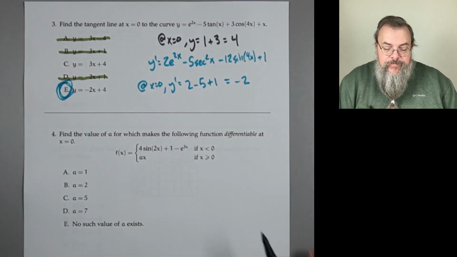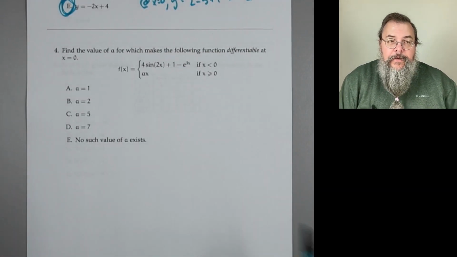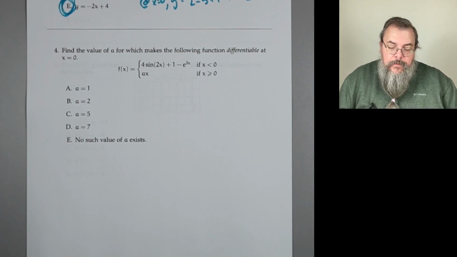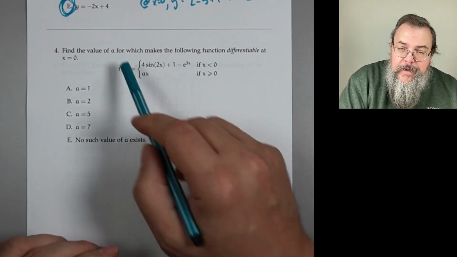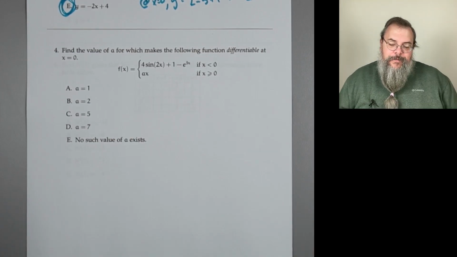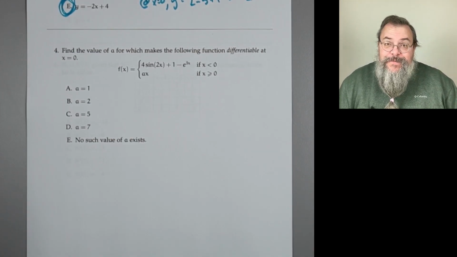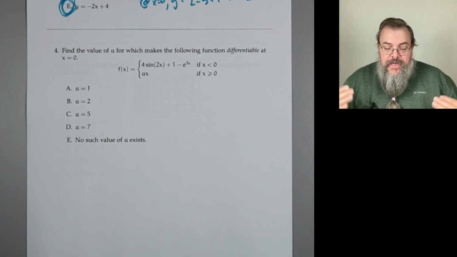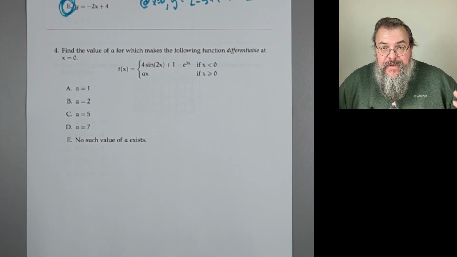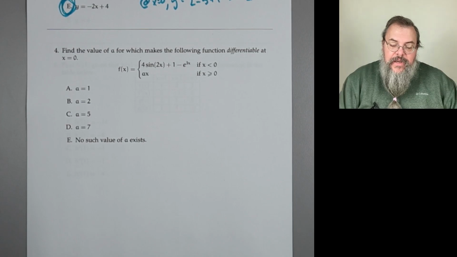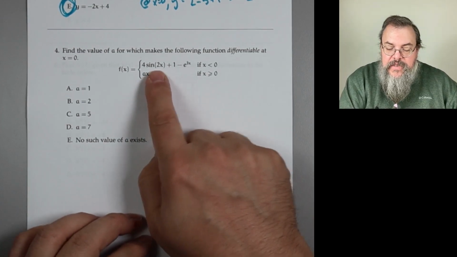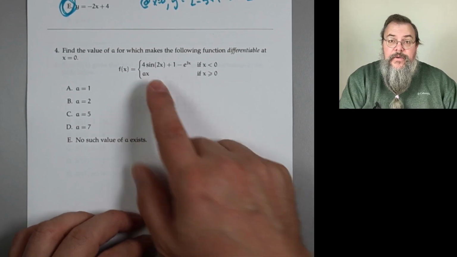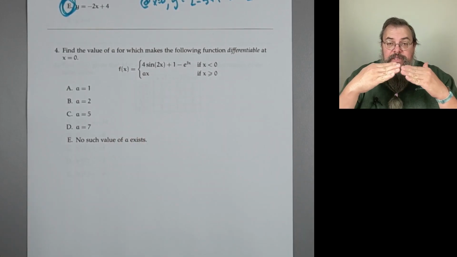All right. Number 4. Find the value of a which makes the following function differentiable at x equals 0. So we're going to assume it's continuous, because you can't be differentiable if you're not continuous. You can actually check that if you plug in 0 into both functions, you get the same value of 0. So in other words, we've got matching up.